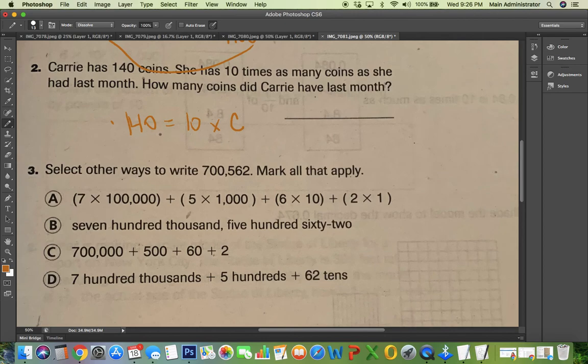So when I look at this, I would say to get this answer, I would have to divide by 10. I would take 140 and divide it by 10. So 10 goes into 14 once. It's 10. Bring down my 0. And 10 goes into 40 four times. But also, we could just know that it's 14 because we could take off the 0, right? So it looks like she had 14 coins last month, because 14 times 10 would give me 140.